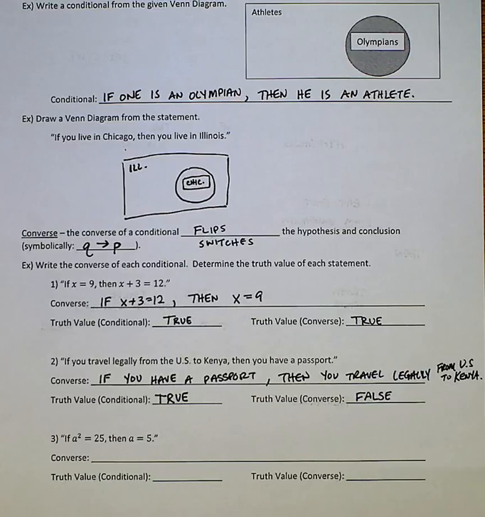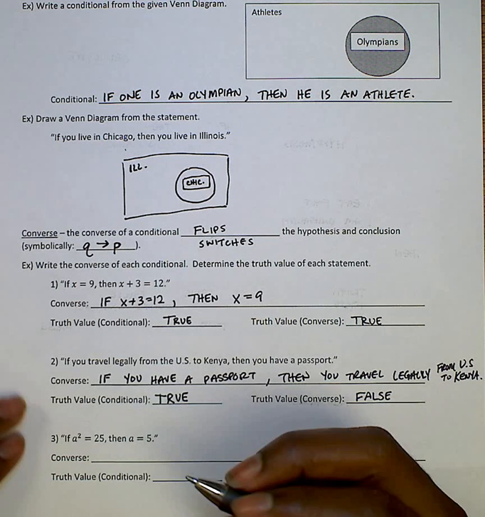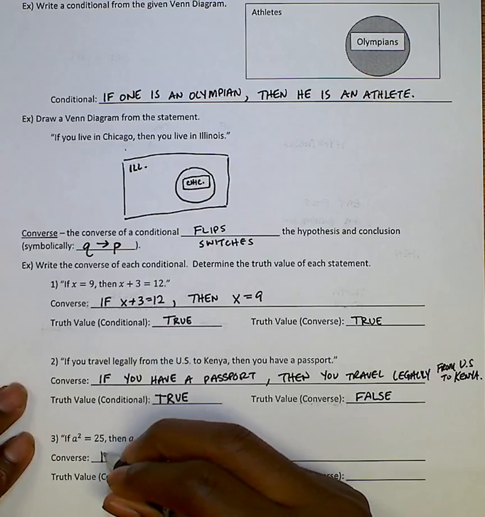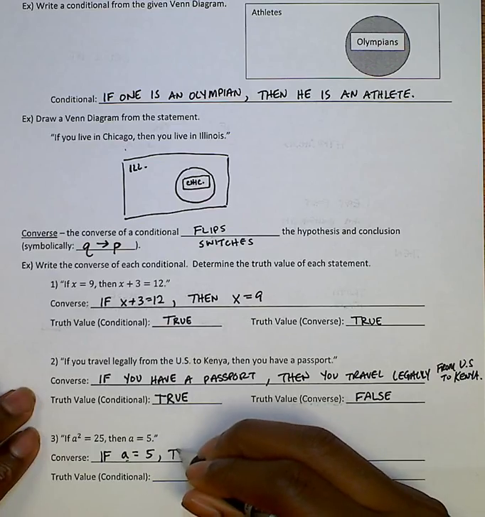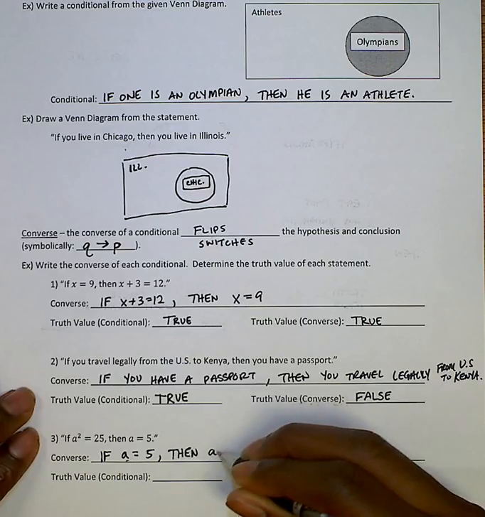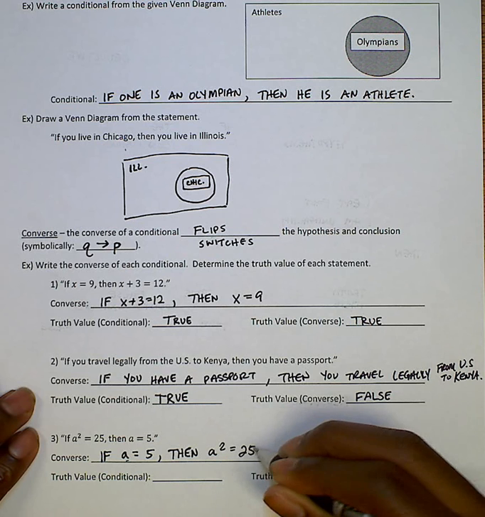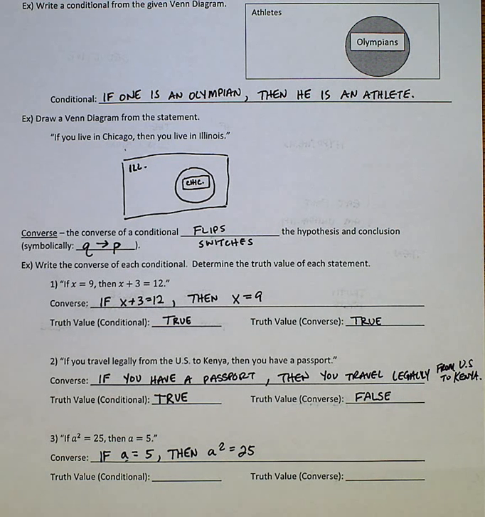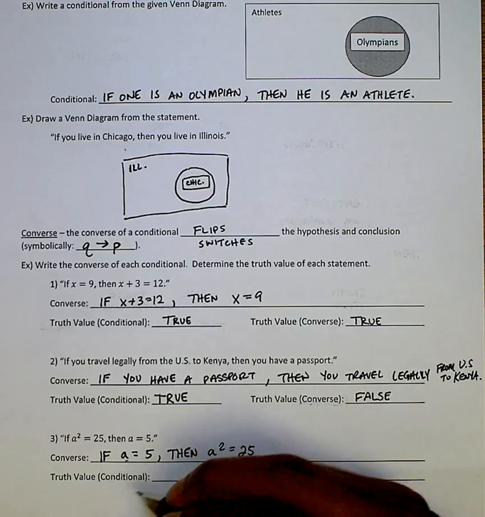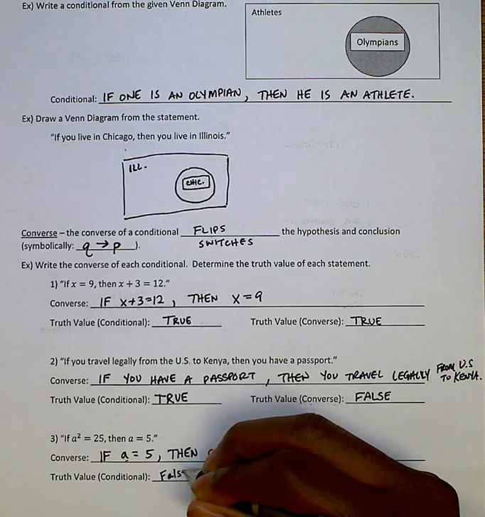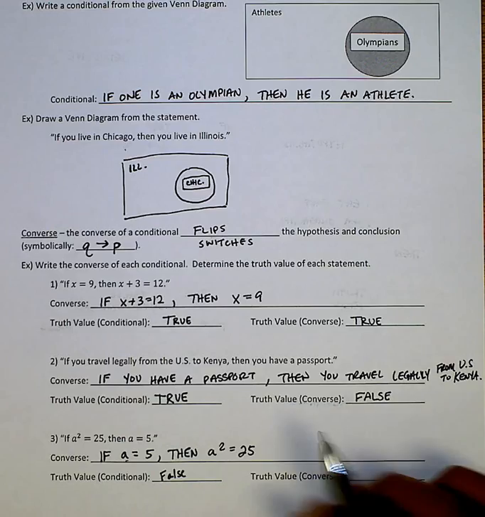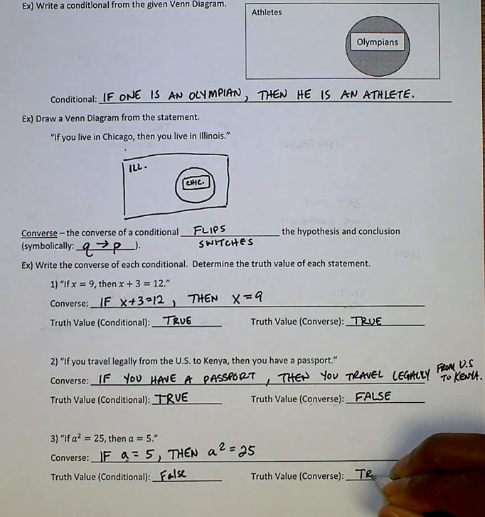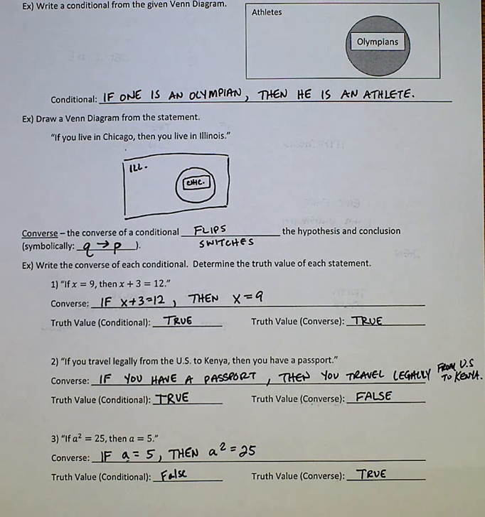Number 3, if a squared equals 25, then a equals 5. The converse would be if a equals 5, a equals 5 being our hypothesis, then a squared equals 25. Truth value of the conditional statement. Now, if you said true, slow down. It's false, because if a squared equals 25, a could be 5, but a could also equal negative 5. Truth value of the converse is true, because if a is 5, 5 squared is 25.